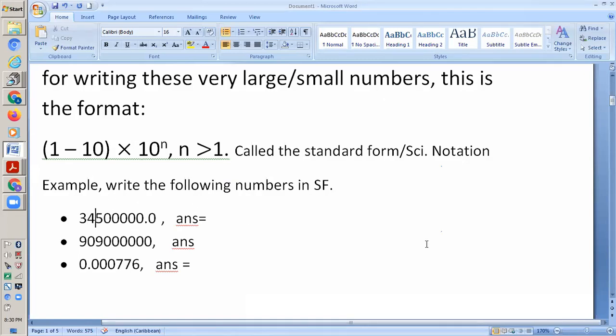Now, what if I put the point between the 4 and the 5? What's going to happen? It's going to be greater than 10 because it's going to be 34.5. If I put the point in front of the 3, what happens? It's going to be less than 1. Right, and the rule says the number has to be between 1 and 10. So what does between 1 and 10 really mean, though?